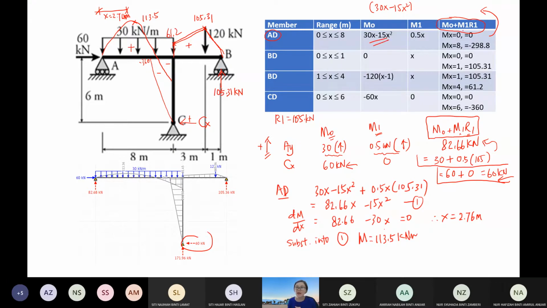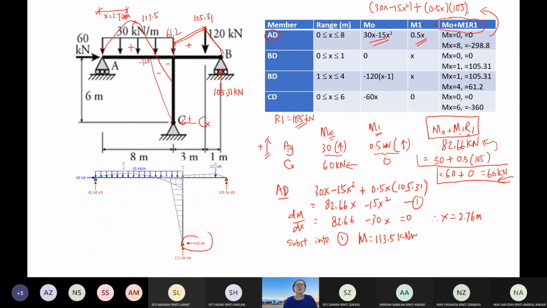Then plus, I follow with this equation, followed by this M1. M1 is 0.5x, and then multiply with R1. R1 I have the value of 105. So this will be my bending function for member AD. You can expand it, you can simplify that in a more readable function. But this is the process.